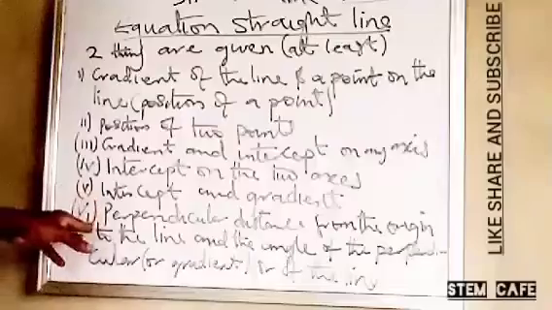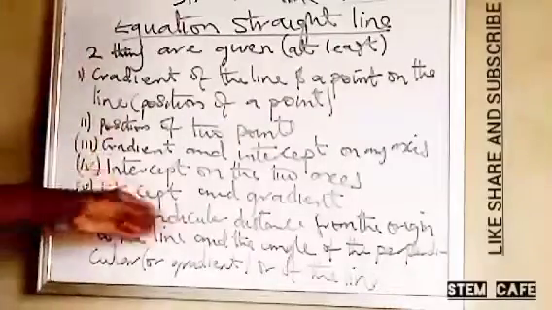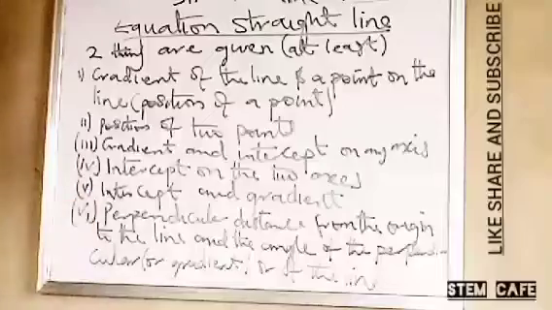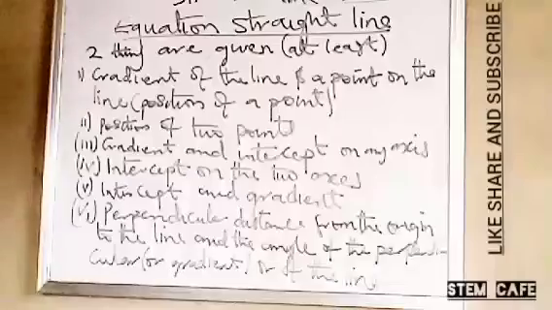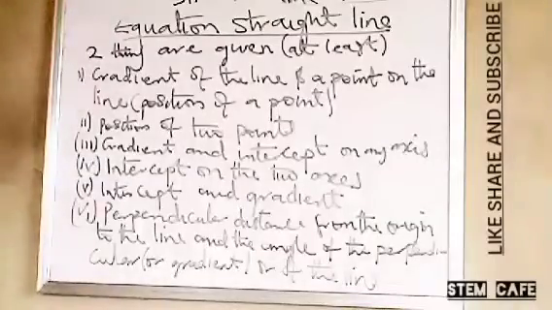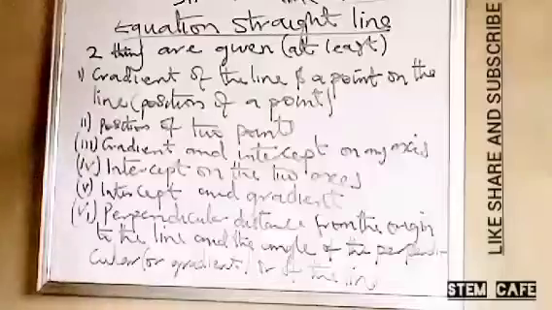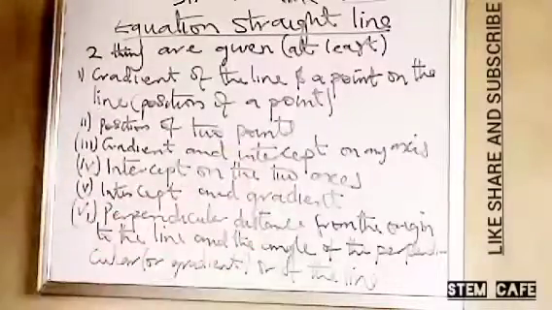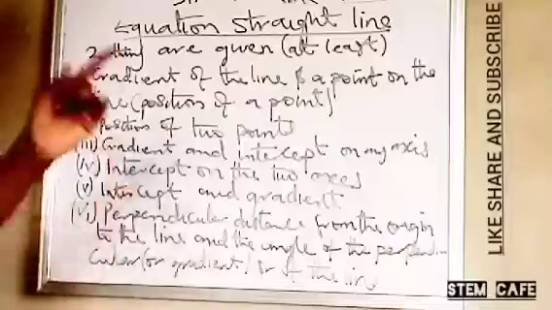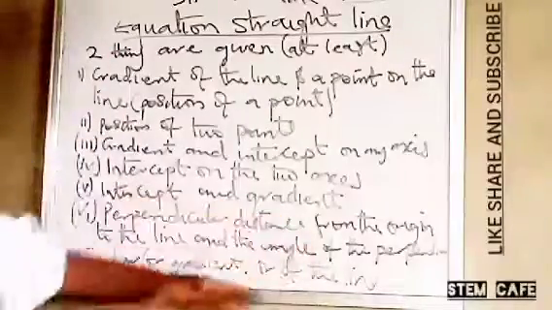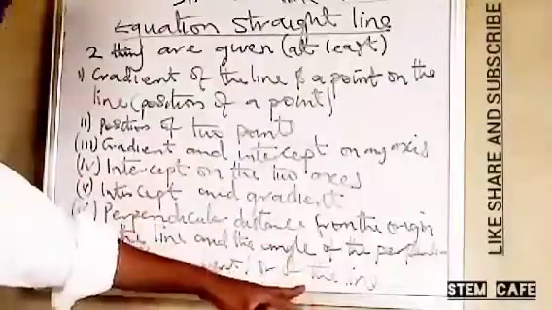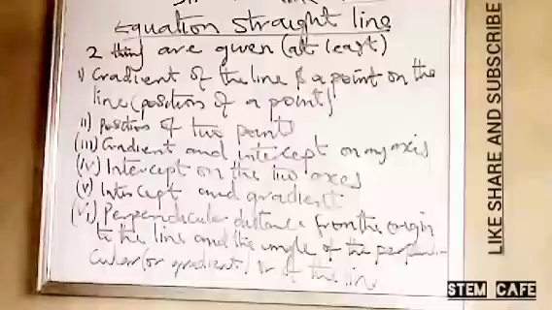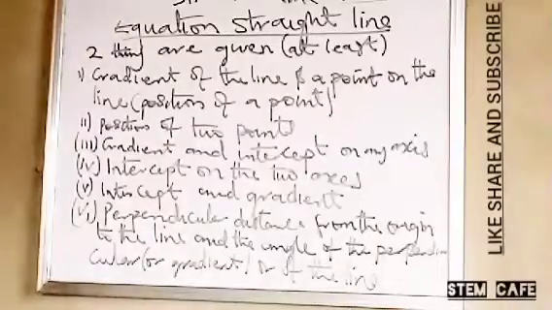Now, we can be given the perpendicular distance from the origin to the line, an angle of the perpendicular distance with the x-axis, or the gradient of the perpendicular or of the line itself. You can be given the gradient of the line or the angle the line makes with the horizontal along with the perpendicular distance from the origin. Now let's get to getting the equation of straight lines.